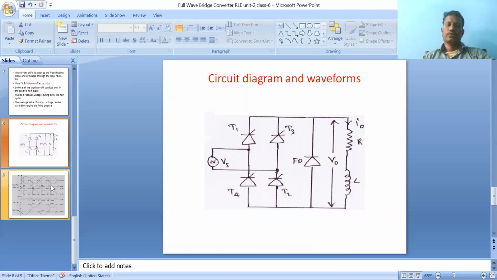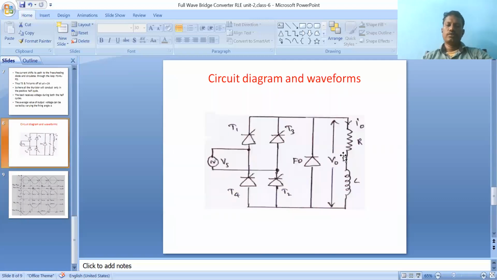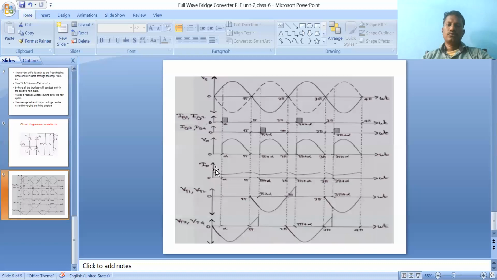So once the freewheeling diode is in on state, in conduction mode, it acts as a short circuit. Once the short circuit is presented across this load, what is the voltage across the load? 0 volts. So during this state, which device comes in conduction state? The freewheeling diode, instead of T1, T2.